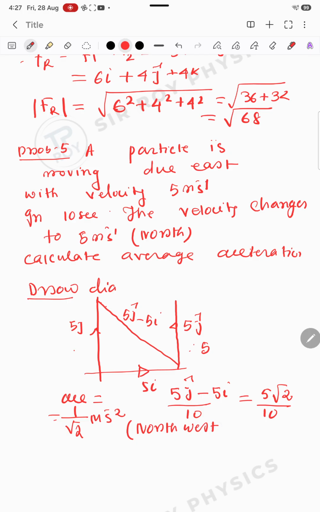Vector method: change in velocity first to calculate. After that, this is the vector. North, west, east, that side, that means northwest. North to west, northwest, 1 by root 2.